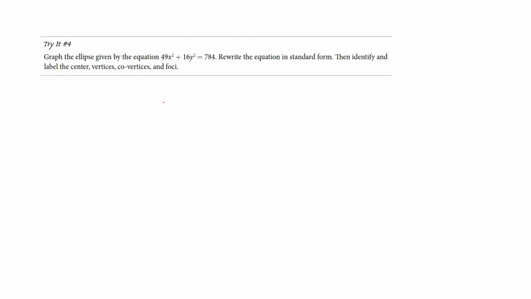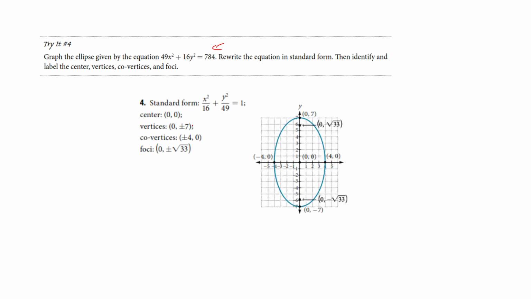Okay, same thing here. This time we're going to divide through. We want this to be 1, so we're going to divide all the way through by 784. When you do that, I would not have realized this, but here's what you get. So I divided all three numbers by 784.